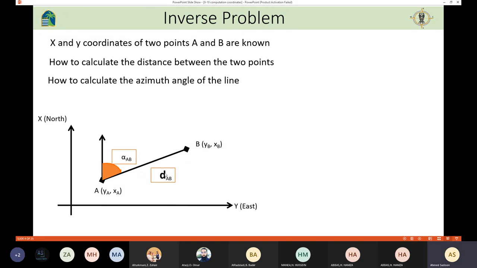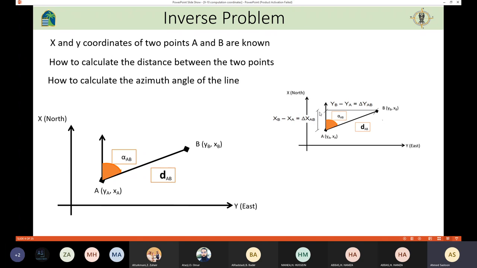So how do we determine the distance, knowing the coordinates of the 2 points, and also how do we determine the angle here? The angle here represents the azimuth of the line AB. So first I need to get the differences. If I draw a line here and a line there, the vertical distance represents the difference in the X, which means that the distance from here to here is going to be XB minus XA. So XB minus XA gives me the difference here, delta XAB. Similarly, we are going to get the difference in this direction. The difference in the east is going to be YB minus YA, delta YAB. So this is the difference in the east and here is the difference in the north.